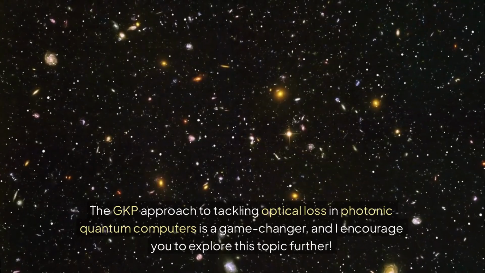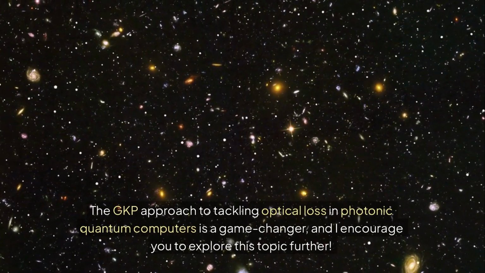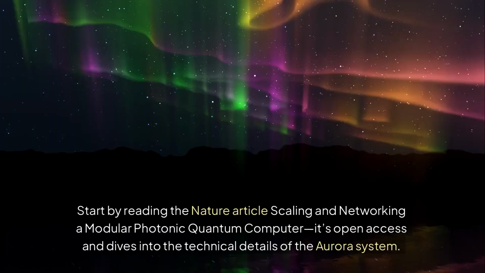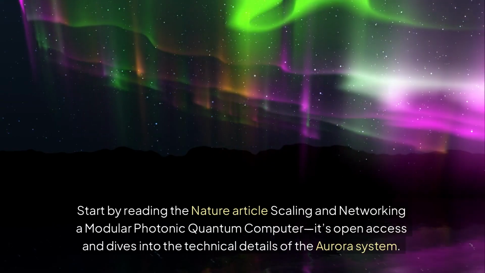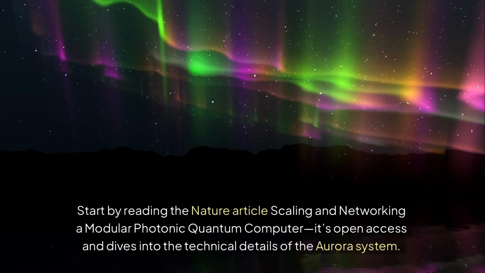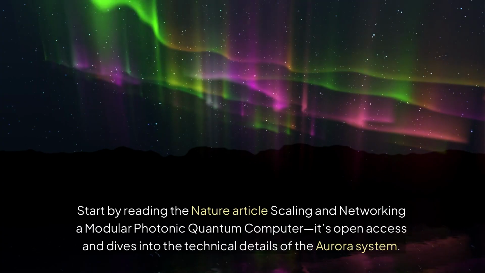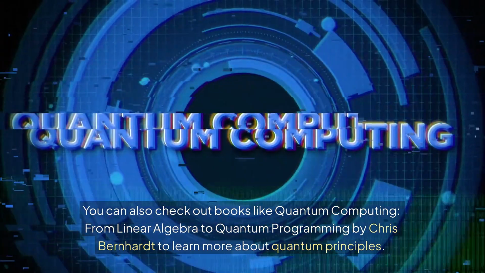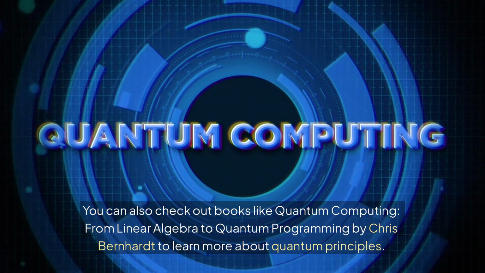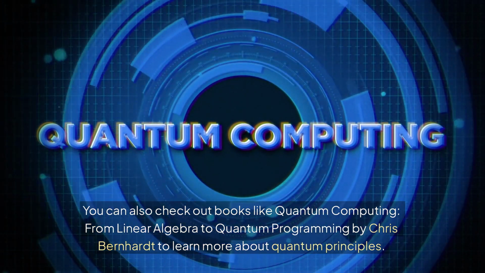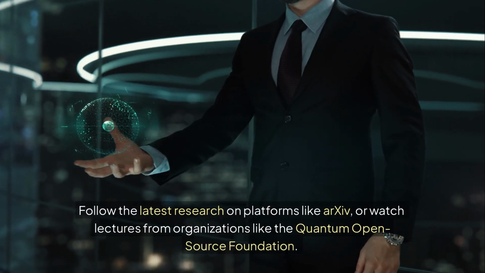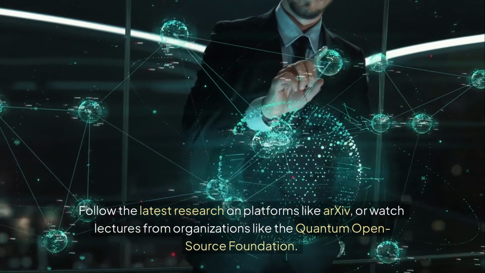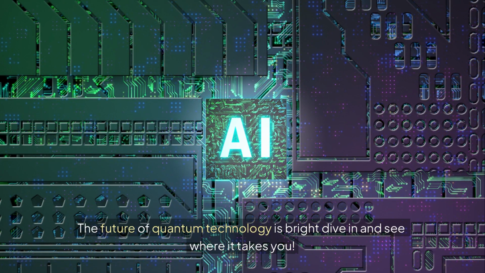Why dig deeper? The GKP approach to tackling optical loss in photonic quantum computers is a game-changer, and I encourage you to explore this topic further. Start by reading the Nature article, Scaling and Networking a Modular Photonic Quantum Computer. It's open access and dives into the technical details of the Aurora system. You can also check out books like Quantum Computing, From Linear Algebra to Quantum Programming by Chris Bernhardt, to learn more about quantum principles. Follow the latest research on platforms like arXiv, or watch lectures from organizations like the Quantum Open Source Foundation. The future of quantum technology is bright. Dive in and see where it takes you.